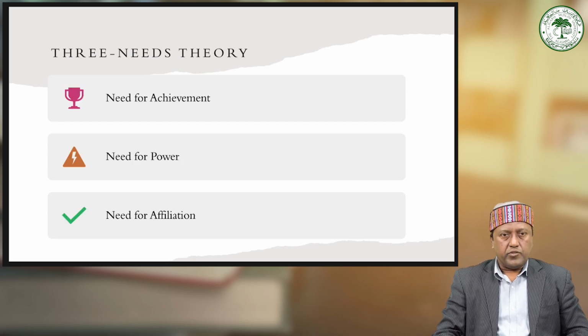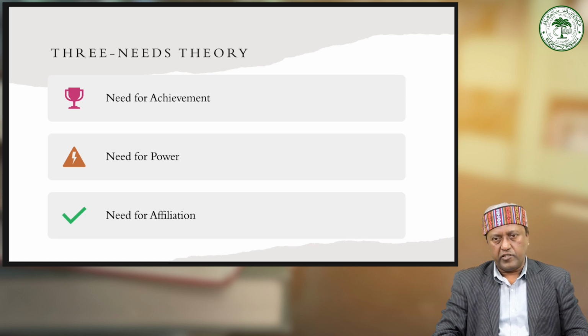The third theory here is three needs theory. This is almost similar to ERG theory. Here again, you can see the three needs are need for achievement, need for power, need for affiliation. And this theory was proposed by David McClelland, and he provided a unique perspective on what motivates individuals in the workplace. McClelland proposed that there are three major categories.